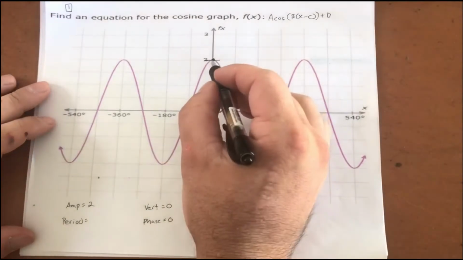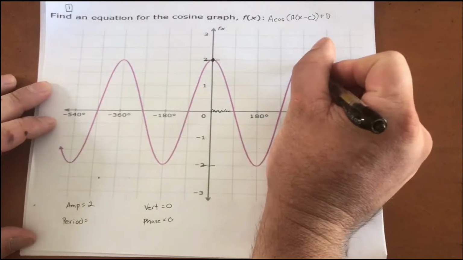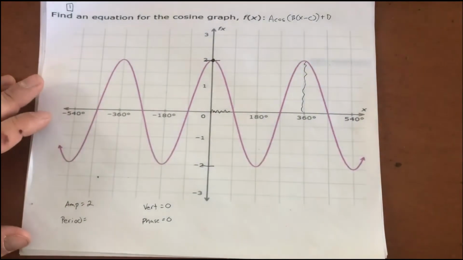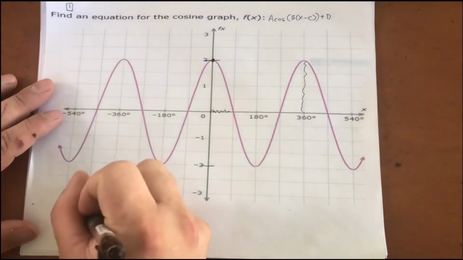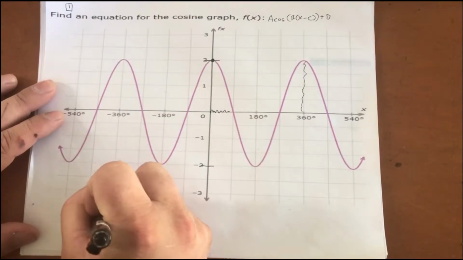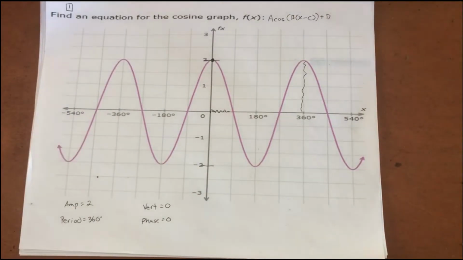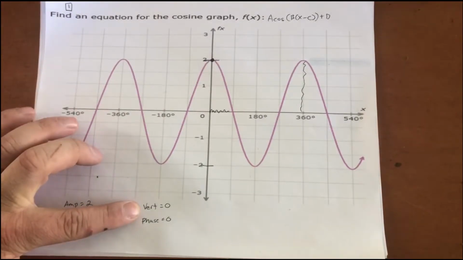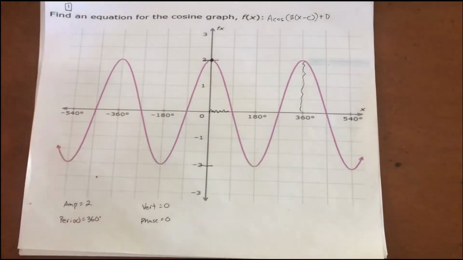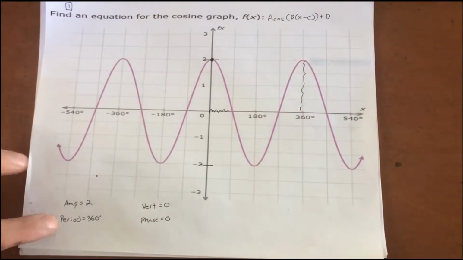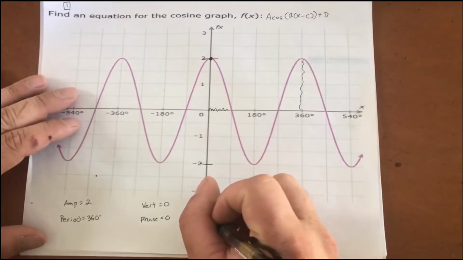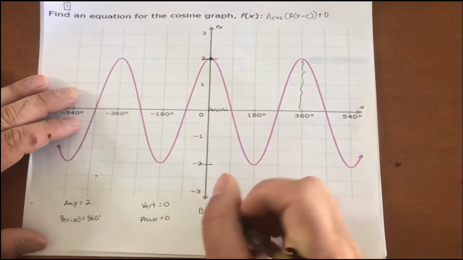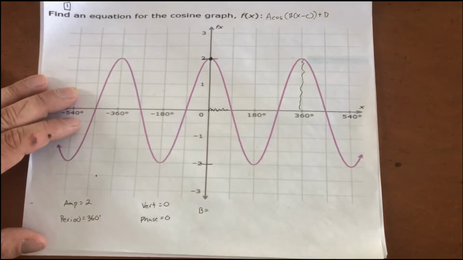All right, so if I go from peak to peak, that gives me my period. So in this case, my period is 360 degrees. And it's important to know that it's in degrees because that's going to affect how I find all my pieces. Now, amplitude is A, vertical shift is D, phase shift is C. Period is not B. When I find B, B is equal to 1 full rotation of a circle.